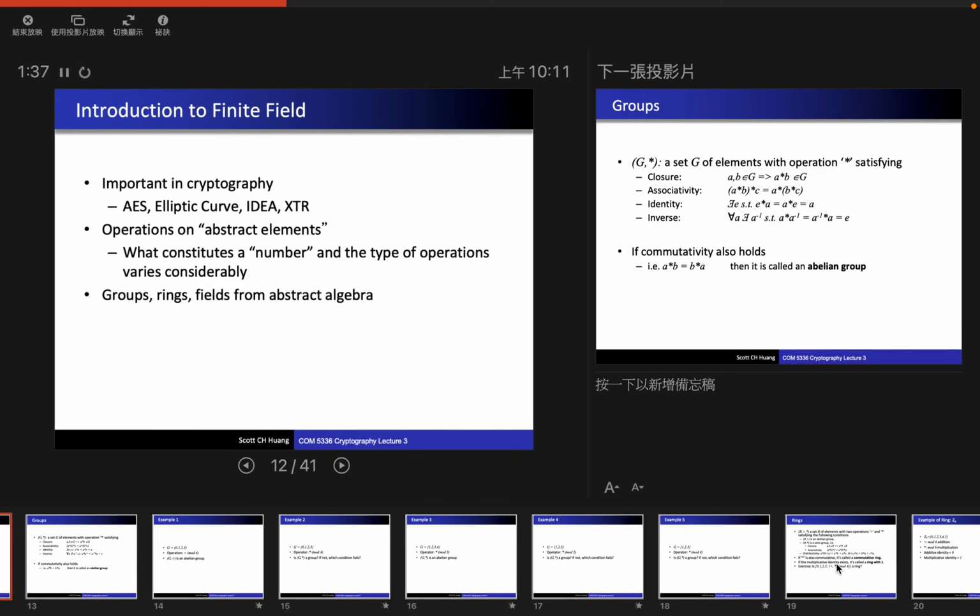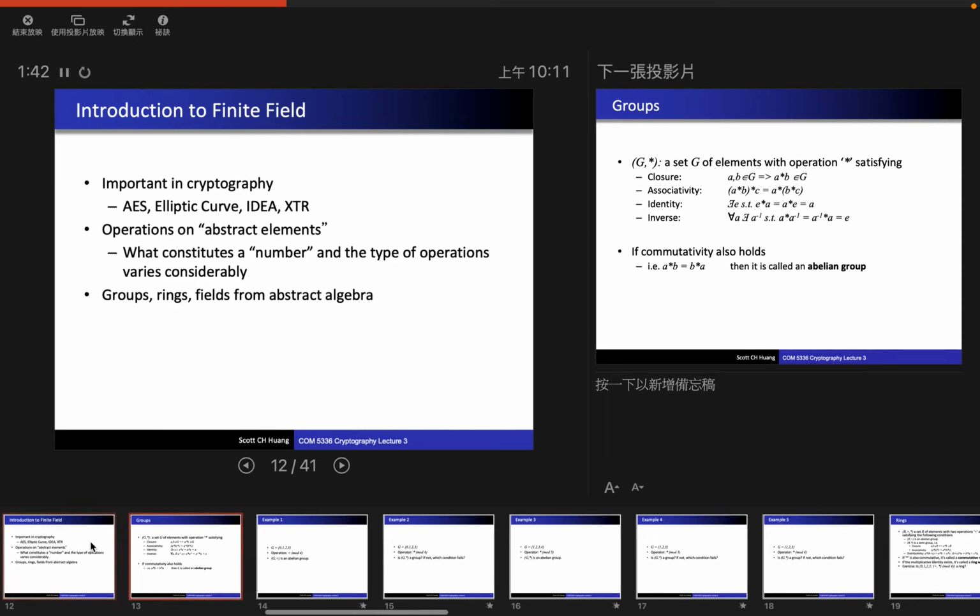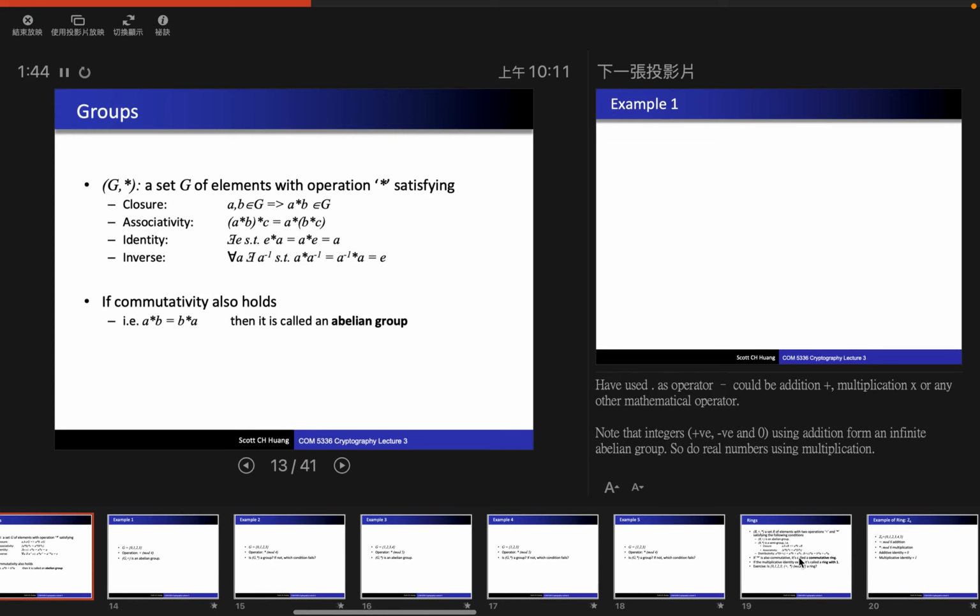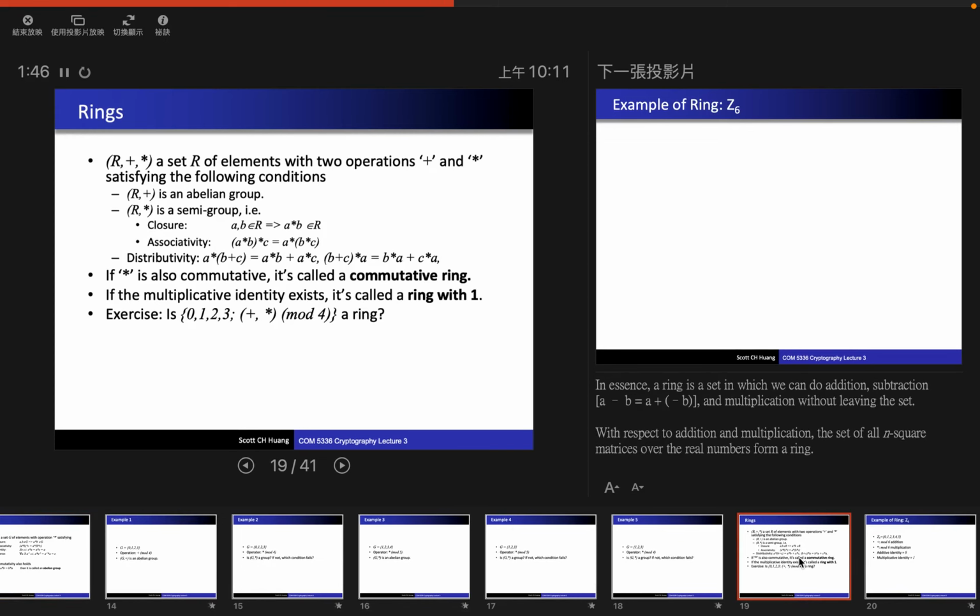groups. Okay, so groups we know: G0, G1, G2, and then rings. The requirements of rings are easier to formulate using the language of groups. The ring with addition alone forms an abelian group. With multiplication alone, it forms a semi-group. In addition to that, we have distributivity.